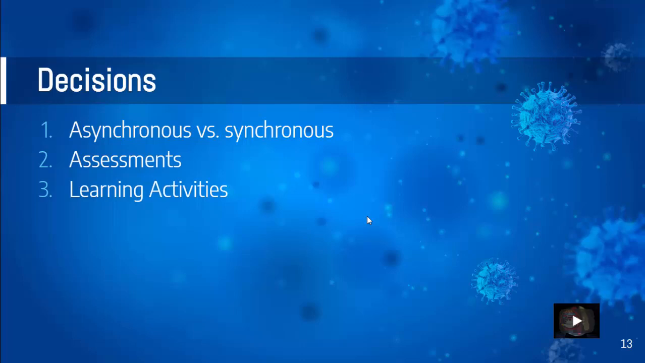Synchronous, of course, is just the opposite of that, where if your class meets from 9 o'clock until 10 o'clock on Monday, Wednesday, Friday, during that time, you are meeting together in a virtual space, using Zoom, most likely. For a number of reasons, we are strongly encouraging faculty to think about asynchronous learning. There are potential resource issues if we move to a synchronous model.